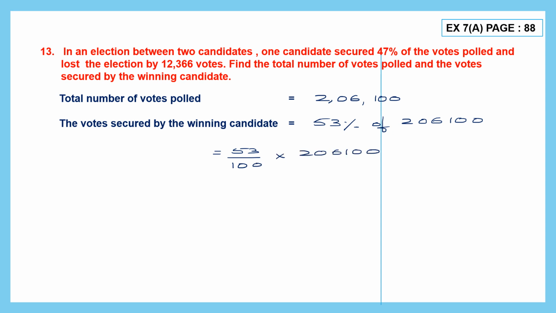Now let's cancel. Here we can cancel these two and these two. Now we have to multiply 53 into 2,061. When you simplify that, you will get 1,09,233. This is the number of votes secured by the winning candidate. So we found the total number of votes polled, and the votes secured by the winning candidate, that is 1,09,233.